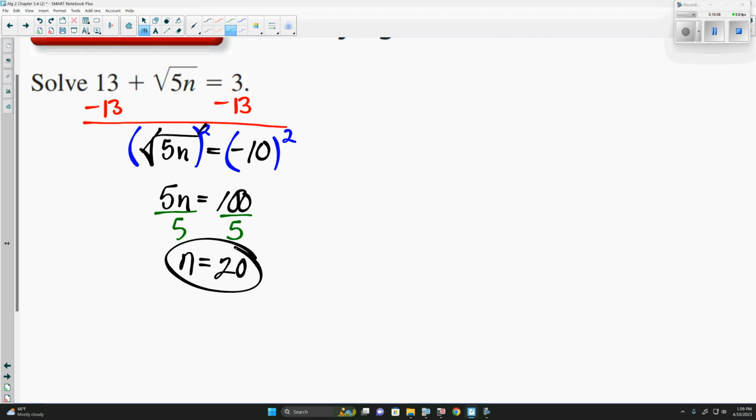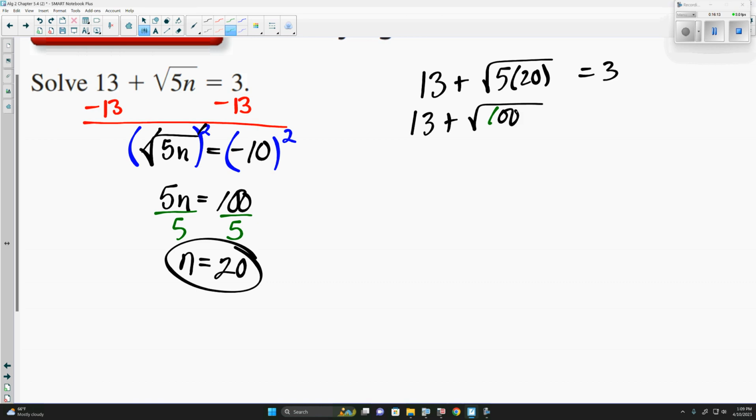Let's go on and plug it back in and check, make sure everything works. 5 times 20 is 100, yes? The square root of 100 is 10. 13 plus 10 is, and this is supposed to equal what? So, no. So, no solution?